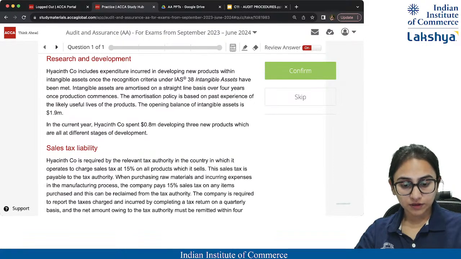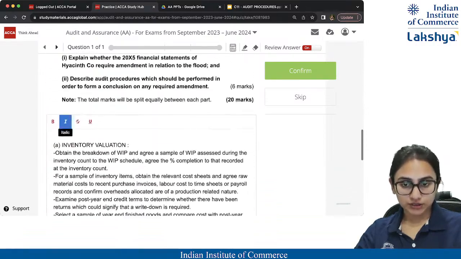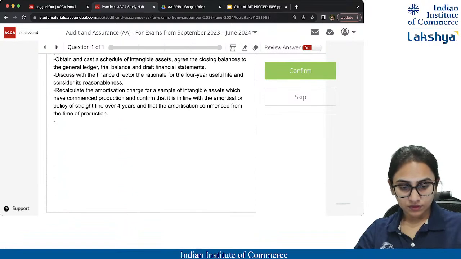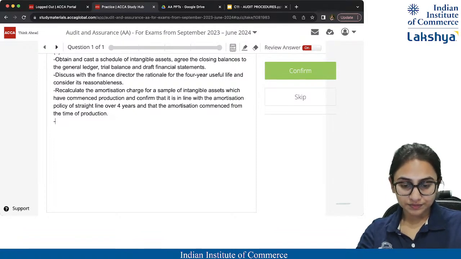New products are developed. So for the new computing software projects, discuss with the management the detail of each project, and at what stage of development they are. Depending on that, we can classify the cost.